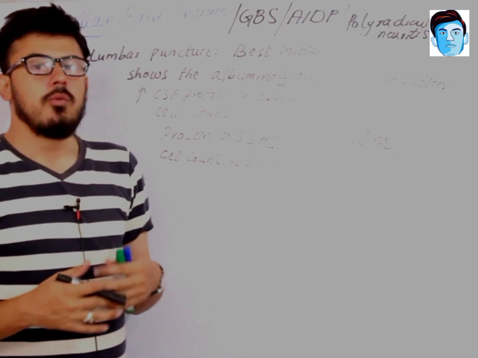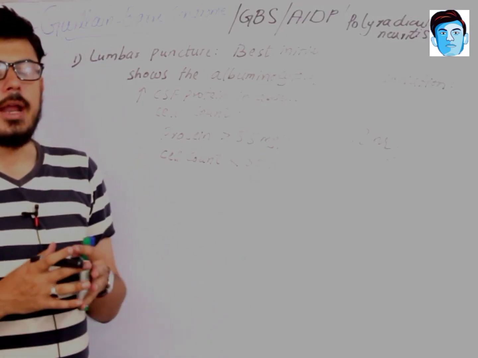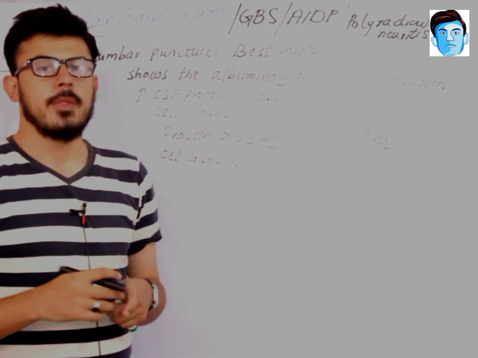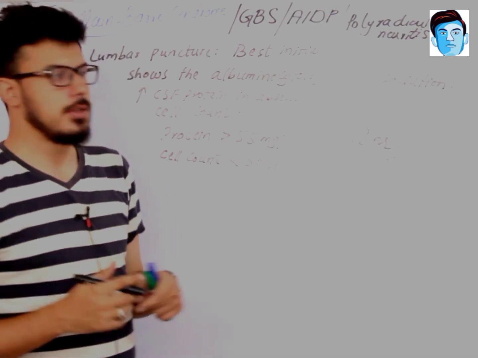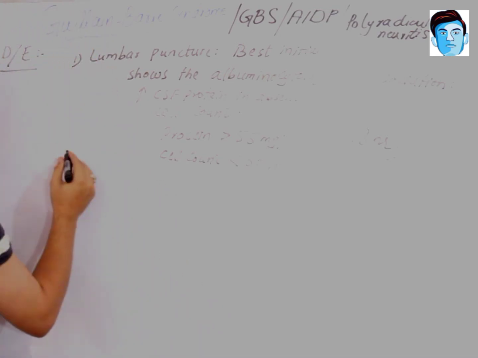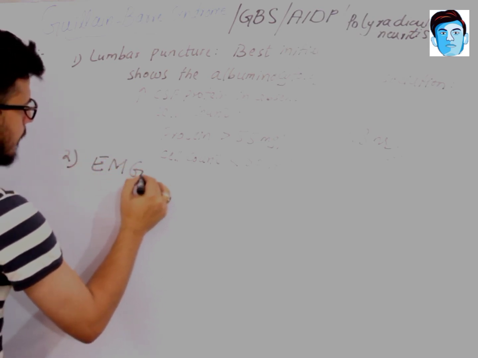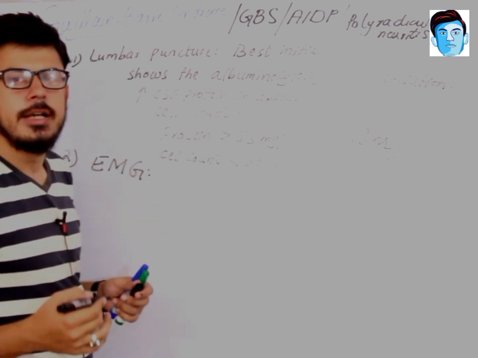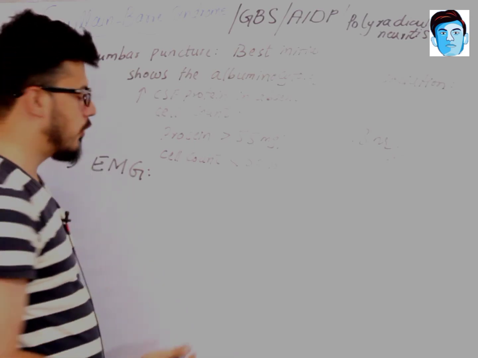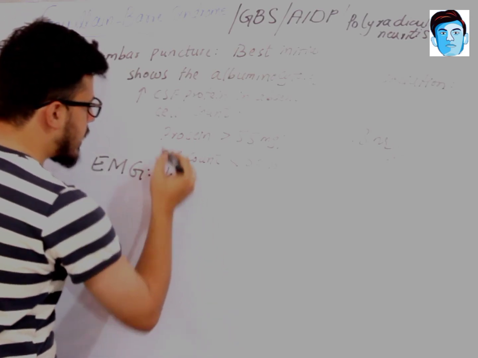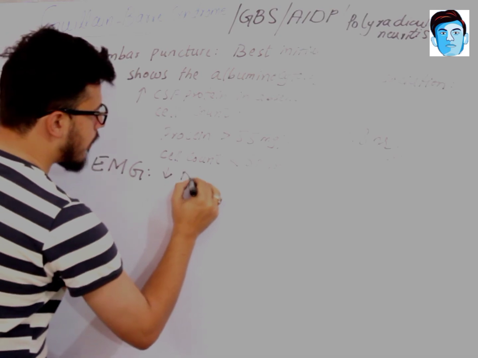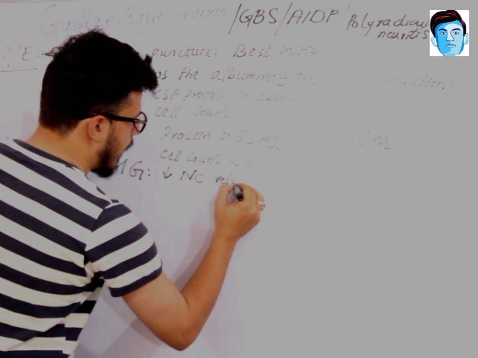So what is the best confirmation test in case of GBS? The best confirmation test of GBS is electromyography. In electromyography, there is decreased nerve conduction velocity. So in case of GBS, there will be decreased nerve conduction velocity.